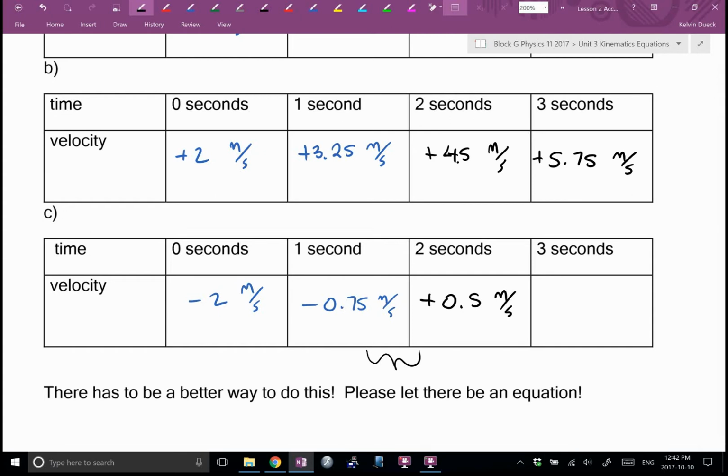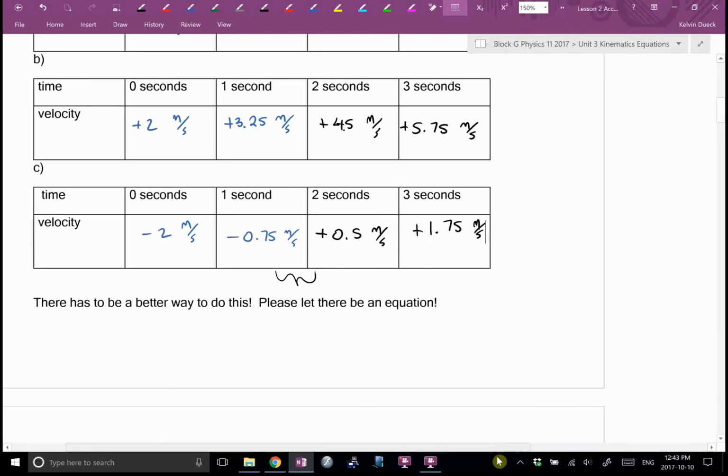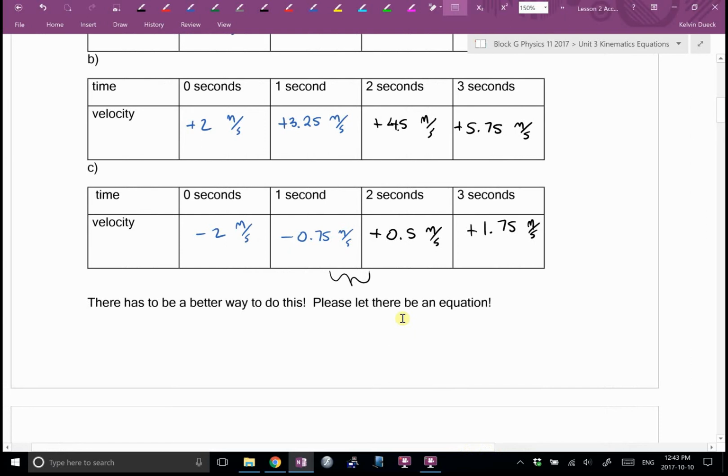What about after 3 seconds, Ibrahim? That's what you were going to say, right? 1.75? Is that right? But again, Mr. Dewick, what if I want to find out how fast I'm going after 40 seconds? Brady, do I have to calculate the previous 39? No. We're going to try and generalize this. So I wrote down here, there has to be a better way to do this. Please let there be an equation. Newsflash. Spoiler alert. There is.